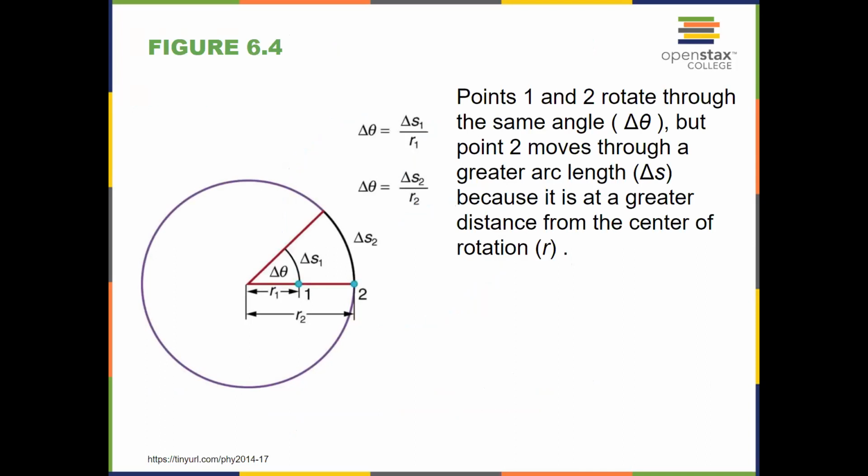If you are at different locations with respect to the center, if you are at R1 here and R2 here, although you might be going through the same angular displacement, your linear displacement, or arc length traveled, is different. They are proportional to the radius you have. So just keep that in mind.